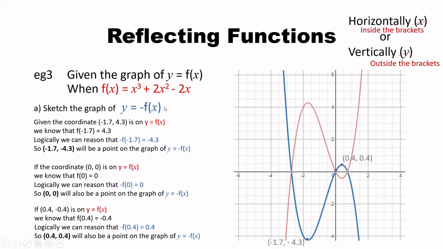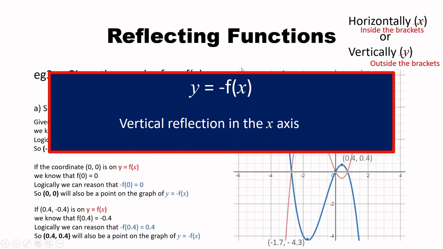Noticing that that negative sign was outside the bracket, it has affected my graph in a vertical way, and it simply changed my y coordinates from positive to negative or from negative to positive. And of course, my point (0, 0), that was neither positive nor negative, stayed on the x-axis. So we can say that a transformation involving putting a negative sign outside the bracket in front of the function will simply reflect that curve in the x-axis.